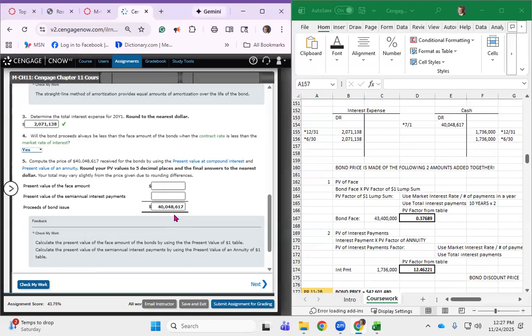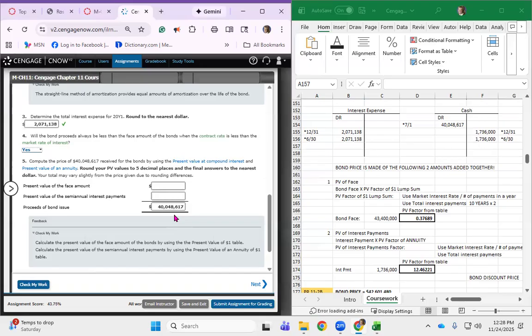That's the hardest thing about this. My market rate is 10%. Yours is 12, yours is 14. So then we're going to divide it by the number of payments in a year, right? So we're going to use the market rate and divide by 2. And then we're going to look on this table, okay?